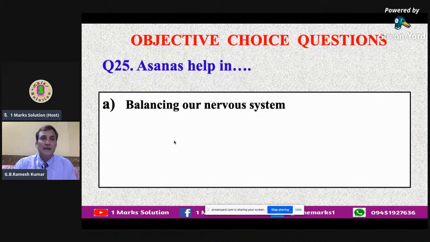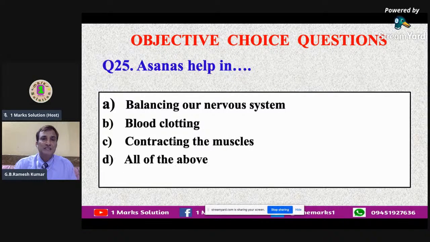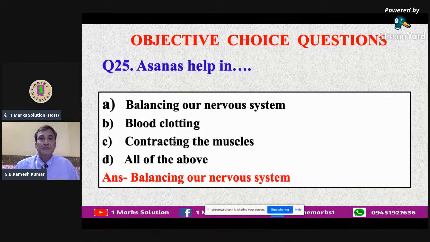Asanas help in balancing our nervous system, blood clotting, contracting the muscles, all of the above. Now, asanas will not help to clot the blood, and contracting the muscles, of course, maybe it will help somewhere, but balancing of our nervous system is very important. When you do yoga, it will activate all your muscles and nervous system, and it will improve the breathing. When you are performing any asanas, you do not only the physical activity, you do the rhythmic breathing also, which will help to balance our nervous system.